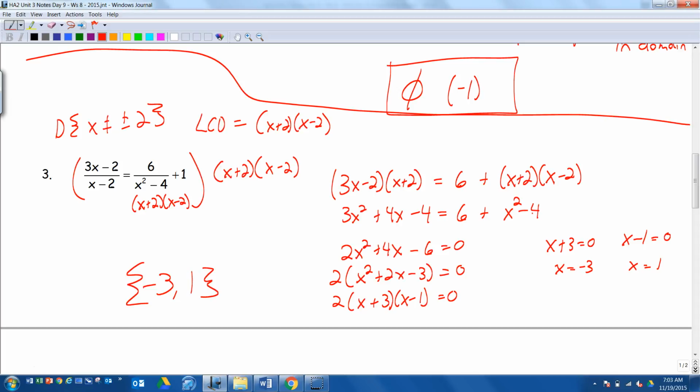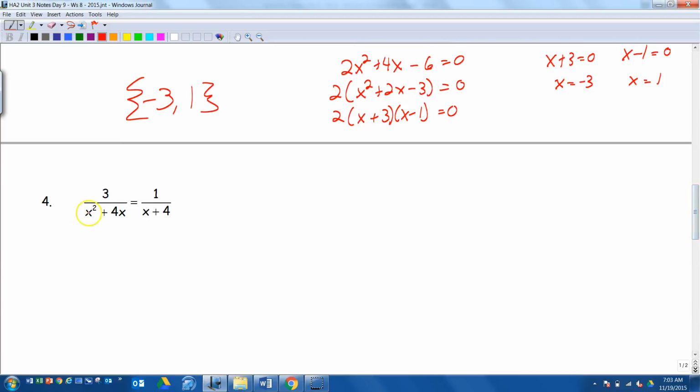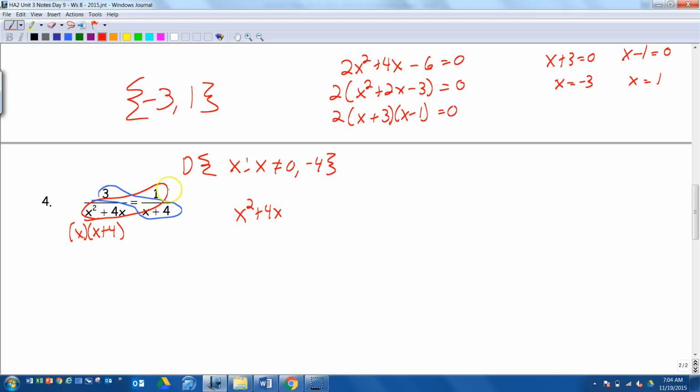Okay? Alright, so the last two we're going to do cross multiplying. But again, before you do that, you have to factor it and look at the domain. So the domain for number 4 is that x cannot be 0 or negative 4. And then to cross multiply, if you don't remember how to do that, you take these pieces and multiply them and set it equal to these pieces multiplied together. So we get x squared plus 4x, because it's times 1, equals 3 times x plus 4.